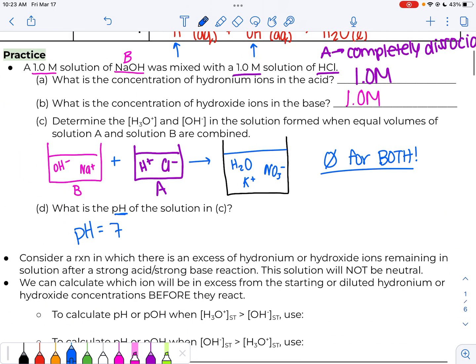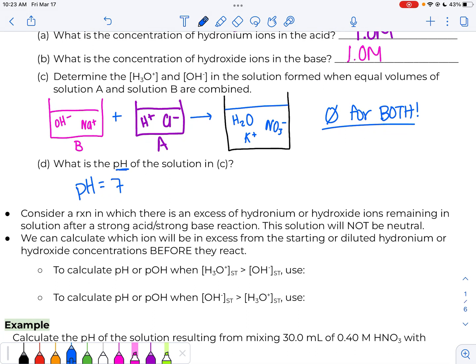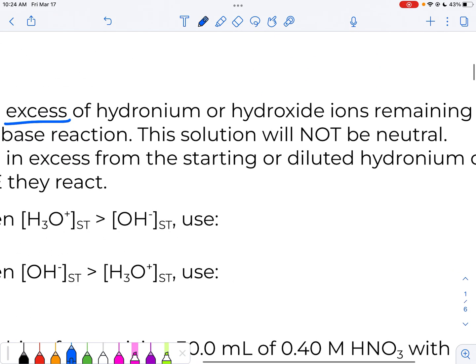Okay, so let's consider a different scenario. Let's say we have an excess of either hydronium or hydroxide ions remaining in the solution after an acid-base reaction. The solution's not going to be neutral. Now you have excess acid or base floating around in your reaction chamber. So we can calculate which ion will be in excess from starting or diluted hydronium or hydroxide concentrations before they actually react.